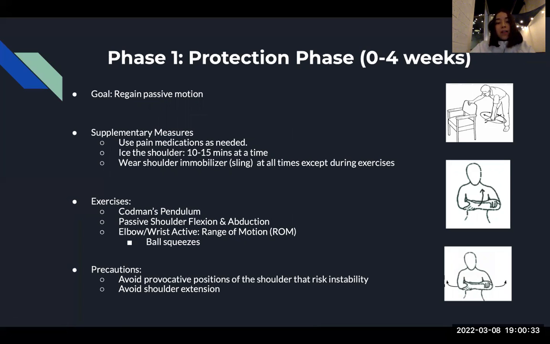So you can do the Codman's pendulum, which is up on the right, and it's just swinging your shoulder back and forth, letting it hang freely. Passive shoulder flexion and abduction, and then elbow, wrist, active range of motion to just get that joint moving. Some precautions, so you want to avoid provocative positions of the shoulder that risk instability, like the cocking position in a throw, and avoid shoulder extension.